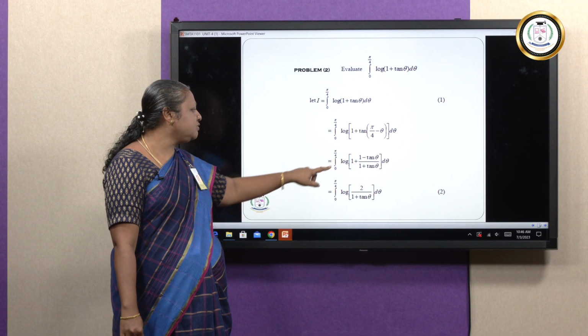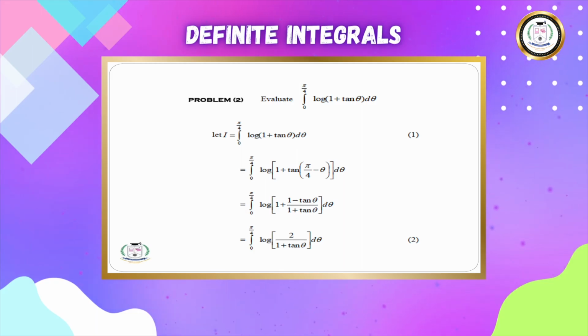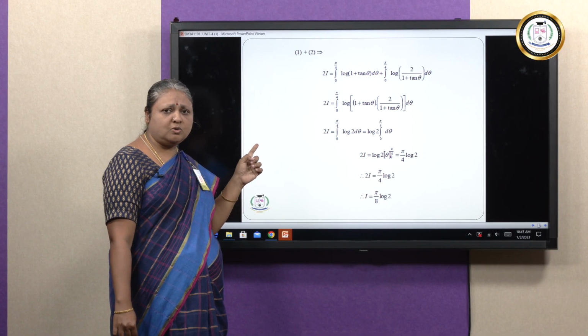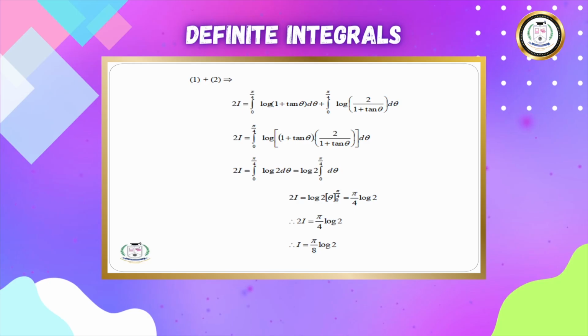So what will happen now? Just take the LCM over it. So you will be getting log of 2 by 1 plus tan theta d theta. Now again we add both I, so we get 2I, which is nothing but equal to integral 0 to pi by 4 log of 1 plus tan theta d theta plus integral 0 to pi by 4 log of 2 by 1 plus tan theta d theta.